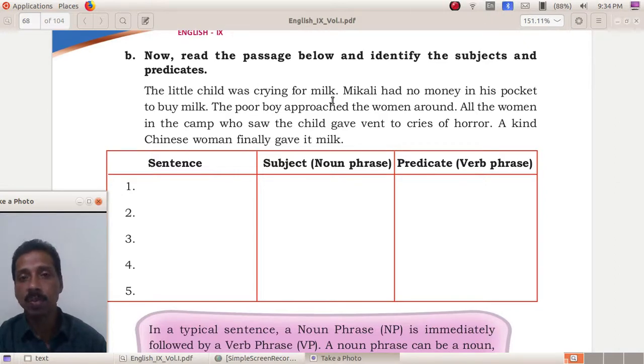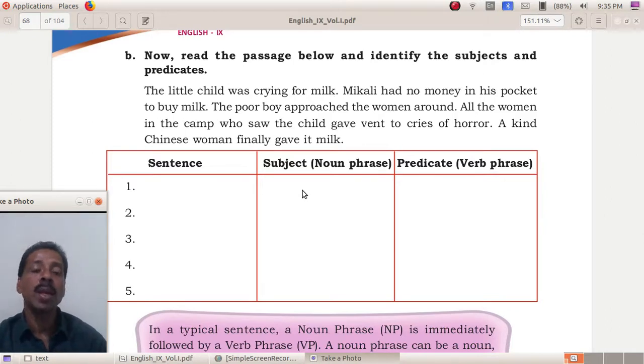And the rest, predicate. A kind Chinese woman finally gave it milk. Who gave the child milk? A kind Chinese woman. Okay. So, any sentence can be divided into a subject and predicate. Subject, now we use noun phrase, and predicate we use verb phrase. And the next part you can see the details.